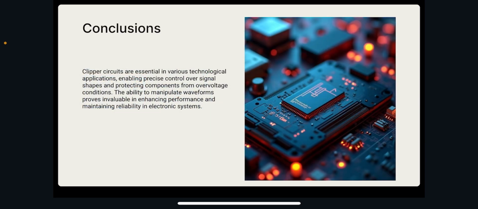Conclusion: clipper circuits are essential in various technology applications, enabling precise control over signal shapes and protecting components from overvoltage conditions. The ability to manipulate waveforms proves invaluable in enhancing performance and maintaining reliability in electronic systems.